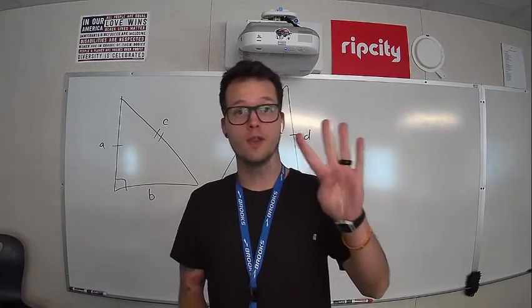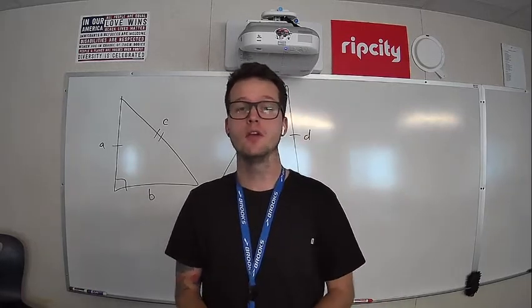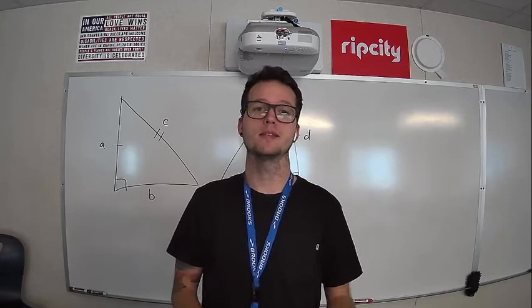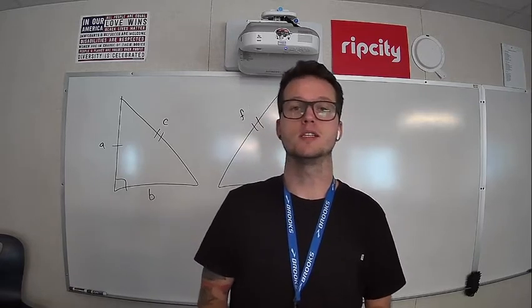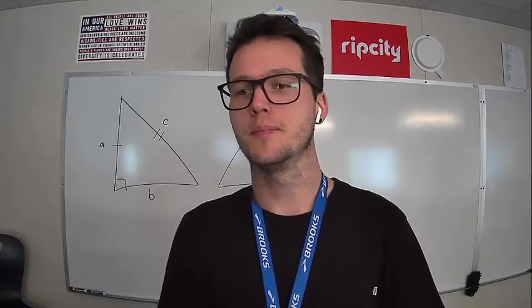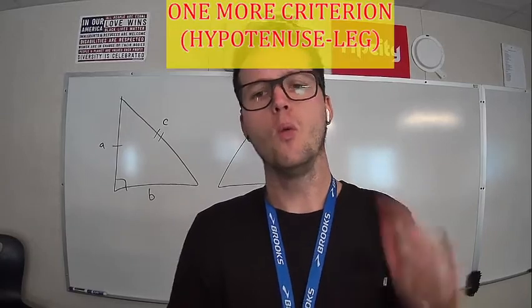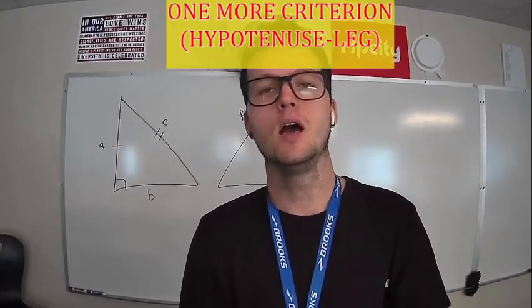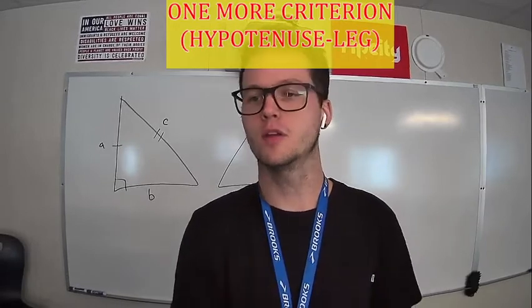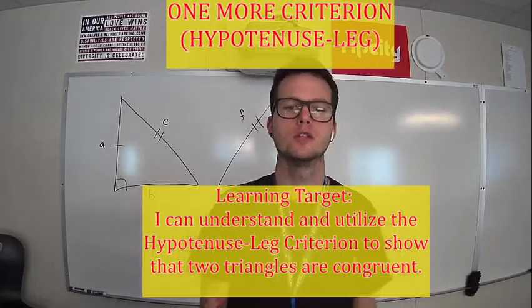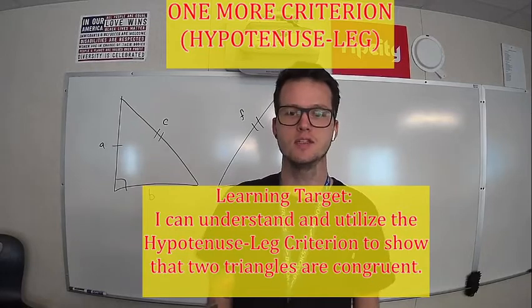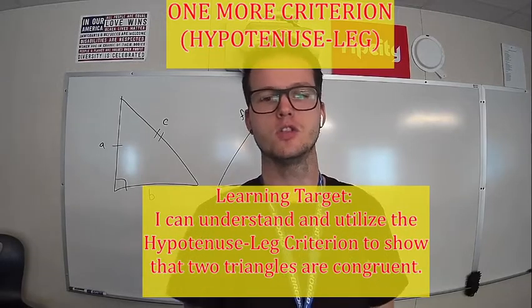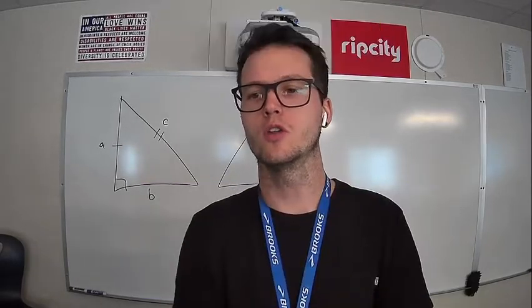You already have 4 that work. You're about to have 5. So when you see a triangle that looks like what we're about to talk about, you can use this new triangle congruence criterion. So here we go, one more criterion, and we call it Hypotenuse Leg Criterion. You'll see more why. It's not very creatively named. And here's our learning target. It says, I can understand and utilize the hypotenuse leg criterion to show that 2 triangles are congruent.